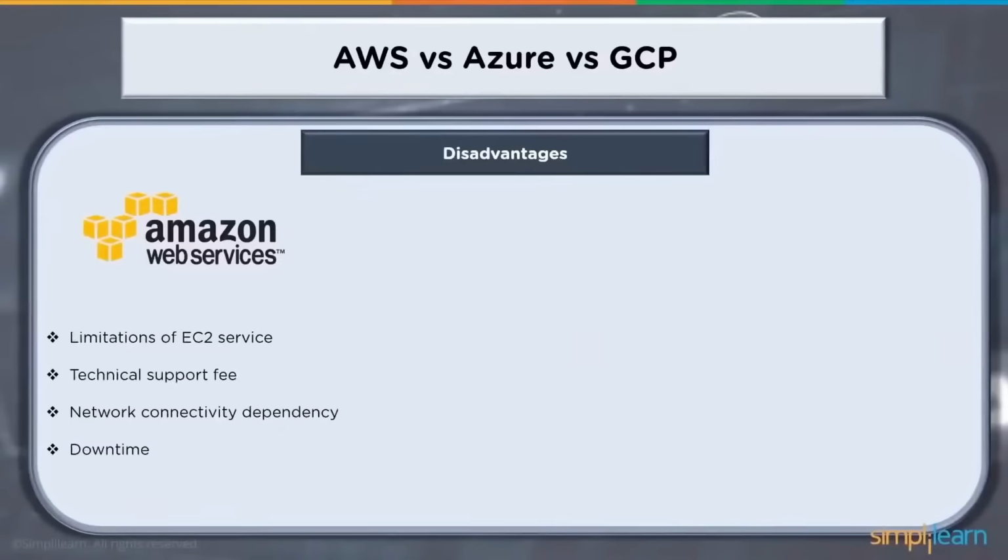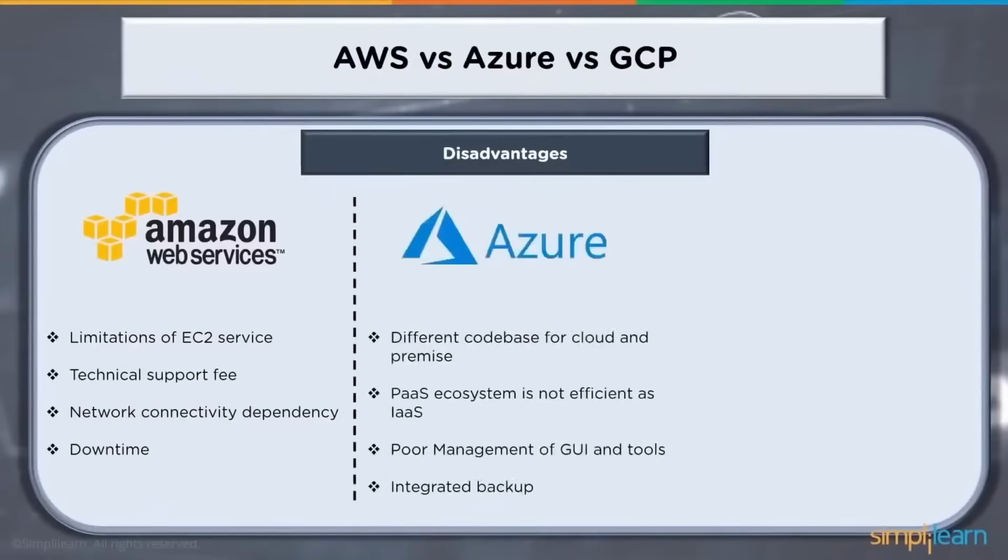When it comes to disadvantages, in AWS, you have limitations when it comes to the EC2 service. Well, there are different options in the kind of machines which you can choose, which you can work on. You have a technical support fee, which is incurred, network connectivity issues, and then also downtime, which might occur when you're migrating. Azure has a different code base for cloud and premise.